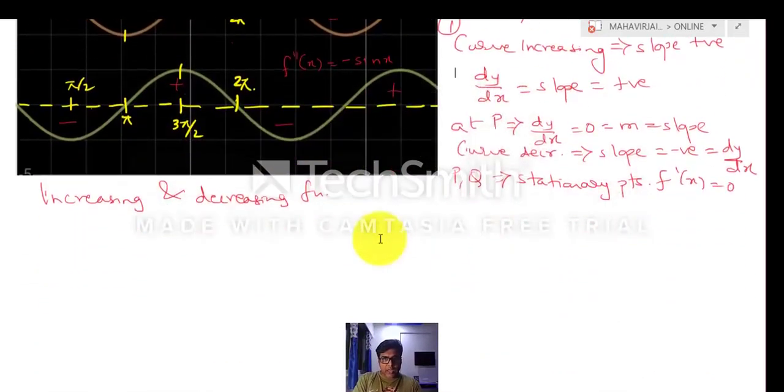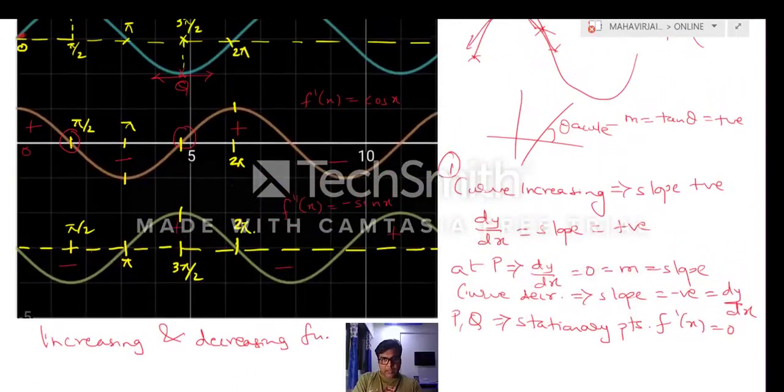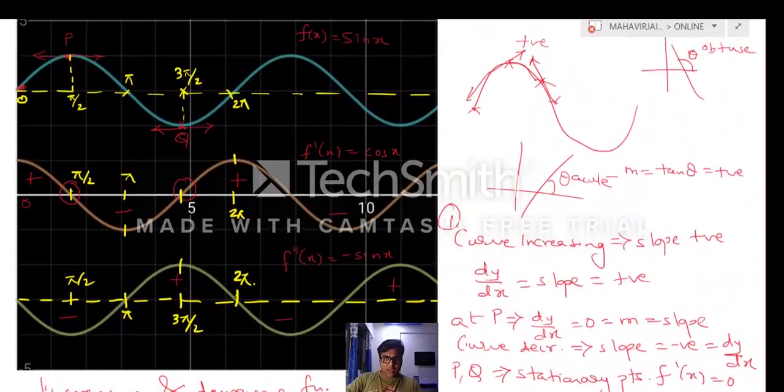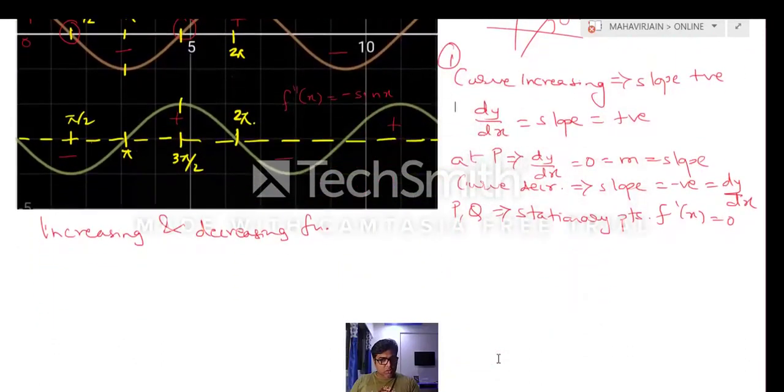I have given quite a lot of this here to understand this. Curve increasing, slope positive, so derivative is positive. At point P, it is 0. Curve decreasing, so slope negative, so derivative is negative. P and Q are known as stationary points. I hope this all is understood, right?